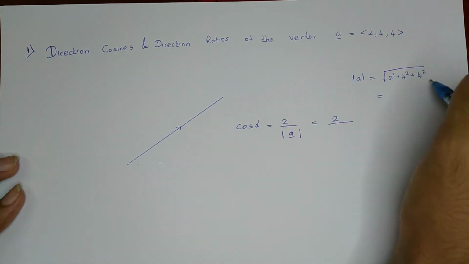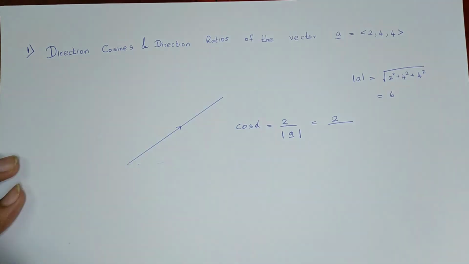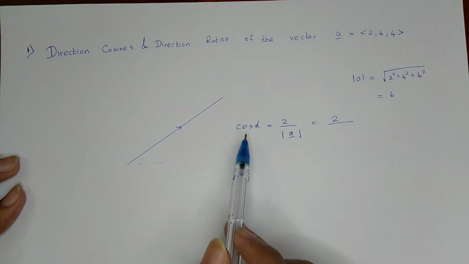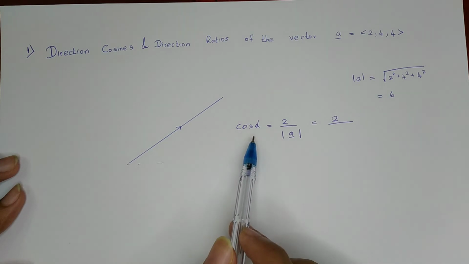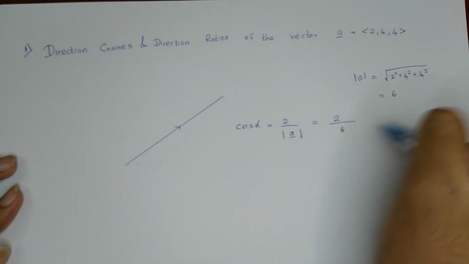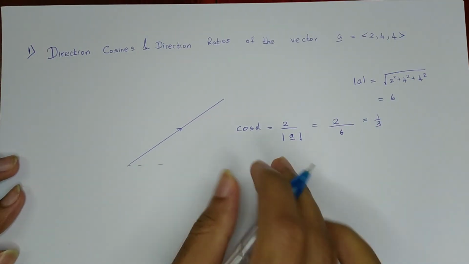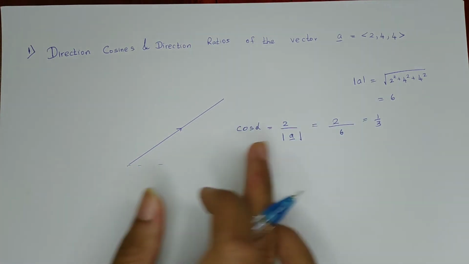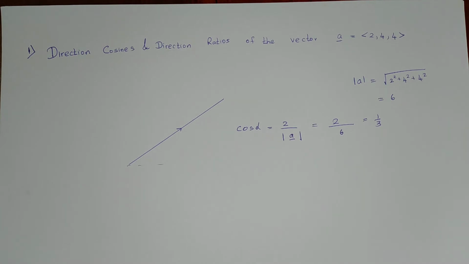If you simplify this, you will get 6. So when you are calculating cos alpha, the direction cosine with the x-axis and the direction vector, it is equal to the x value of the direction vector divided by the mod of a of that vector. If you divide, you will get 1 by 3. So this is a direction cosine of that vector, but remember, this is only one direction cosine. For a vector, there are three axes, so we need to find the other two also.